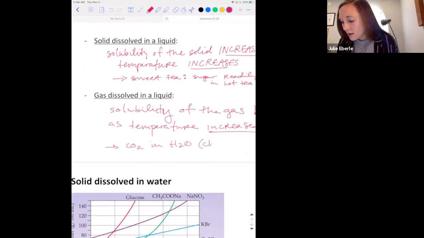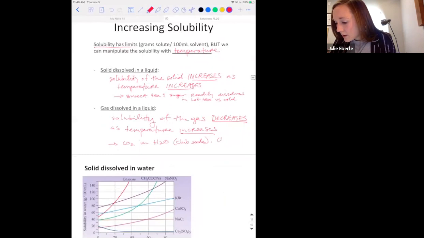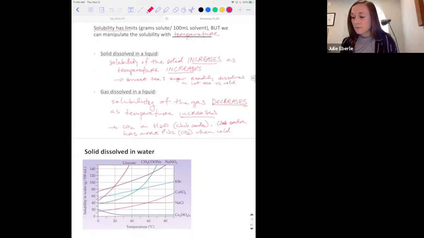Okay, so club soda. We'll say the club soda has more fizz, which is the gas bubbles, when cold. It's got more gas dissolved in it when it's cold versus when it's hot.